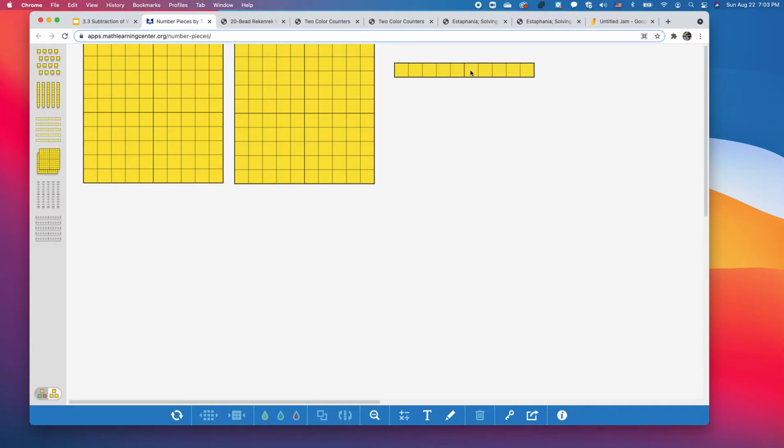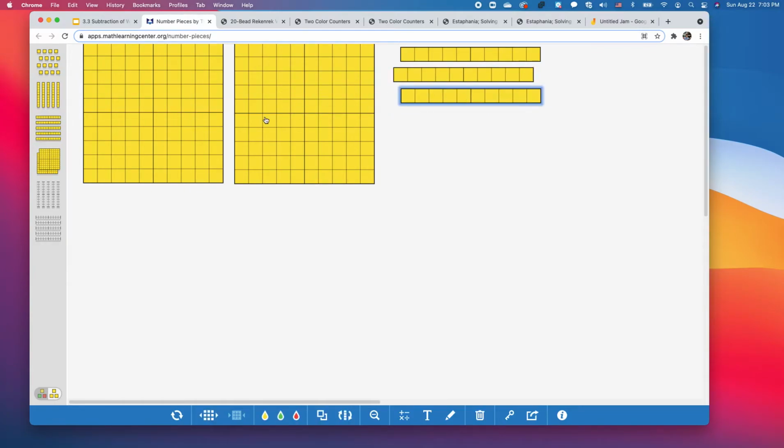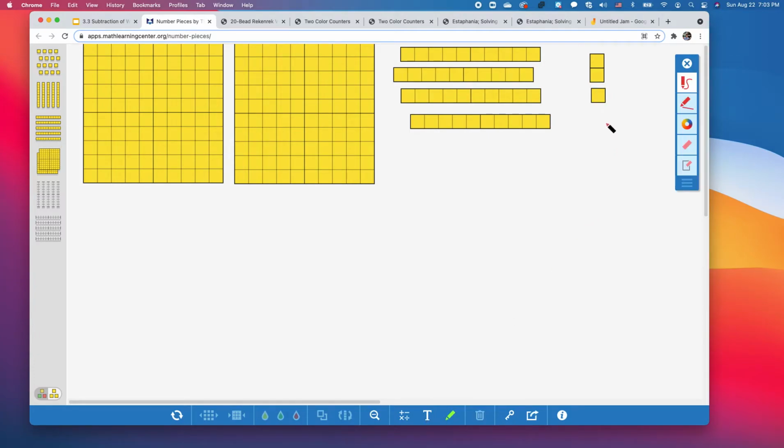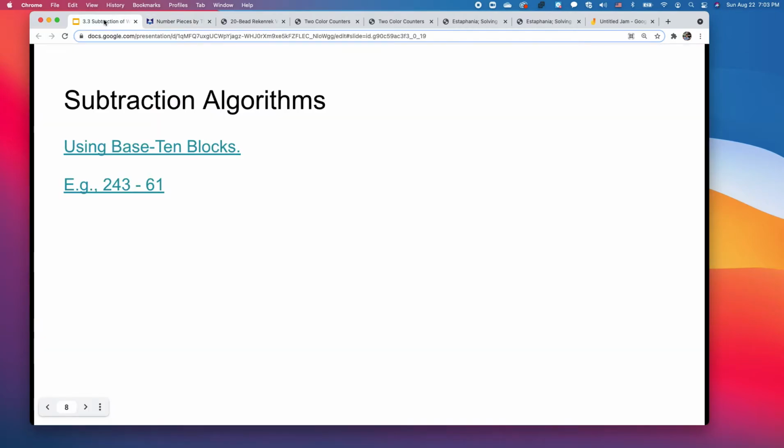You can do horizontally or vertically, it doesn't matter. 20, 30, 40, 1, 2, 3. Sorry about that, I'm kind of slow. 243. Can I write down something? Yes, 243 is what I represented here, minus 61.